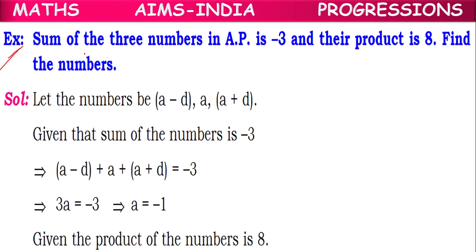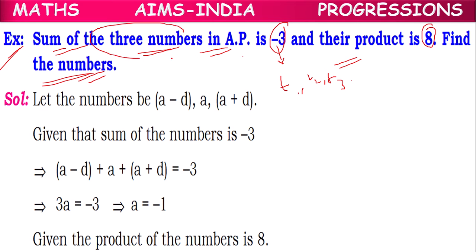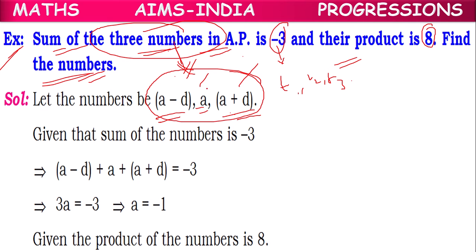Next example. Sum of three numbers in AP is -3 and their product is 8. Find the numbers. If the sum of three numbers T1, T2, T3 is -3 and their product is 8, find the three numbers. Whenever we have to take three numbers in AP, for our convenience or for easy calculation, we can take the terms as a minus d, a, a plus d. About this we have already learnt in our concepts. So let us assume these three are the terms.